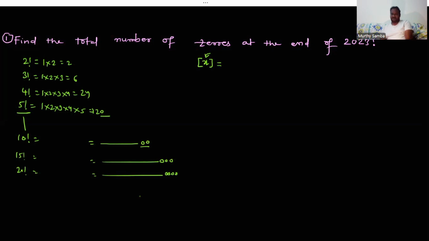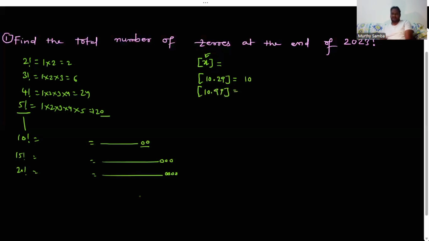Let me go with some examples. Integral part of 10.29. 10.29 is not an integer, but the integral part of 10.29 gives an integer. It should not be more than 10.29, but it should be the greatest integer. It gives you 10. Similarly, the integral part of 10.99 is also 10, and even the integral part of 10.001 gives you 10. Similarly, what is the integral part of 10? It is 10 itself, because 10 is an integer.